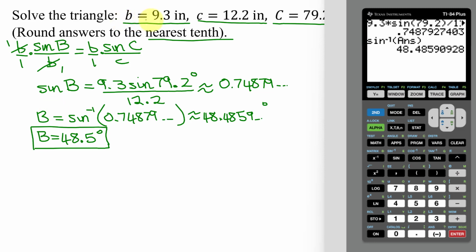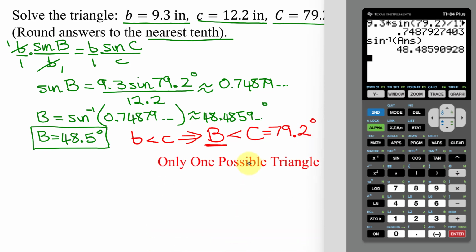Now, reviewing the information we were given, we know that side B is smaller than side C. This means that angle B must be smaller than angle C. And angle C was equal to 79.2 degrees. Can B be obtuse? No, it has to be smaller than 79.2 degrees. So we know that there is only one possible triangle as a solution for this problem.